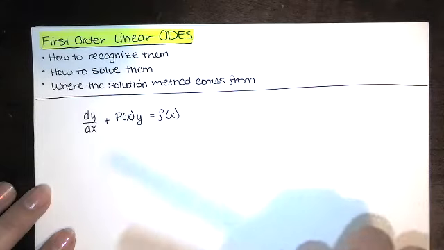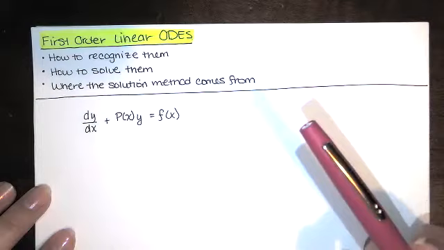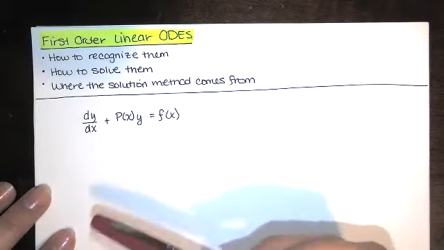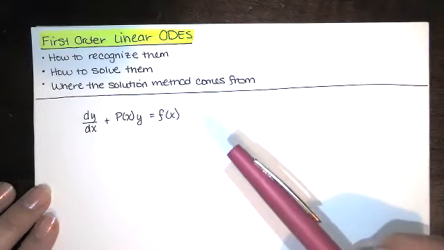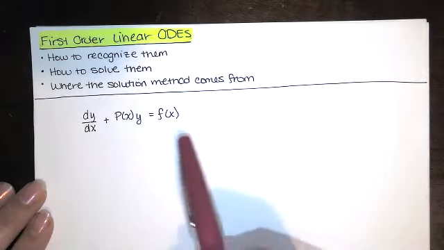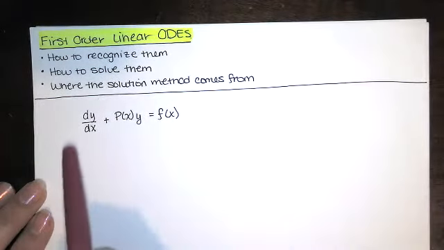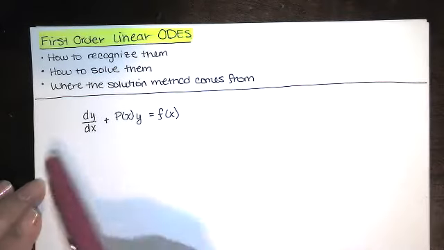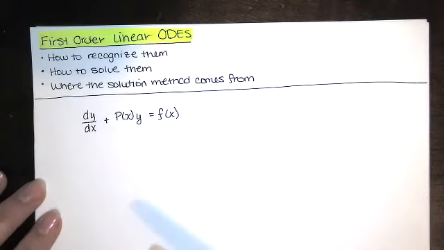The coefficient functions depend at most on the independent variable x, and the function on the right-hand side depends on the, I said dependent, I meant independent variable x. So if a differential equation has this form, it is a first order linear ordinary differential equation.